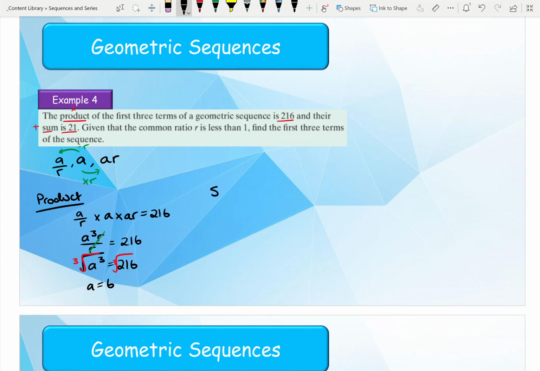So now I'm going to use the other piece of information they gave me, which is the sum. So again now, looking at my sequence that I had here, I now have 6 over r, 6, and 6 by r, substituting in for a. And they're telling me that if I add these together, that it's going to give me 21. But before I do this, what I can see is here that this is going to end up as an algebraic fractions question. So I'm going to multiply by r to get rid of the fractions, which would give me 6 plus 6r plus 6r squared is equal to 21r.